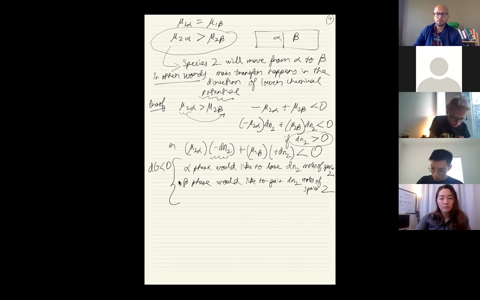In other words, if you have a difference of chemical potential, species will move from side A to side B. Chemical potential being equal means there is equilibrium. Any questions?